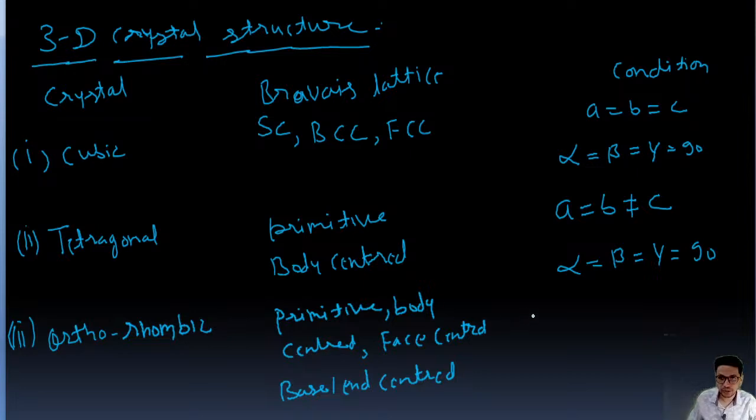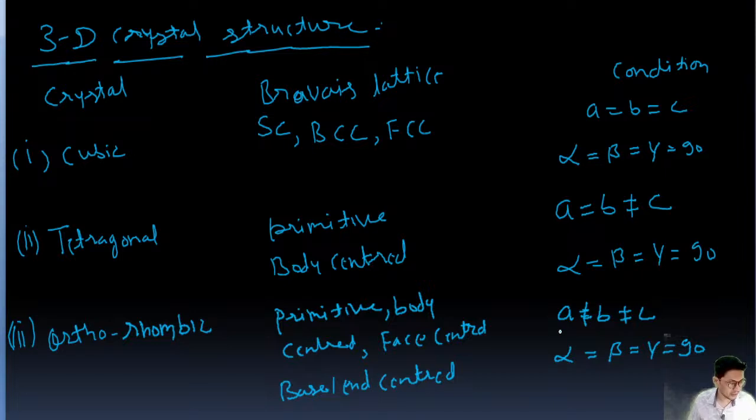For orthorhombic, the condition is A not equal to B not equal to C; A, B, and C are not equal. But the angles alpha equal to beta equal to gamma equal to 90 degrees. So the angles are 90 degrees, but sides A, B, and C are all unequal. This is for the orthorhombic crystal.